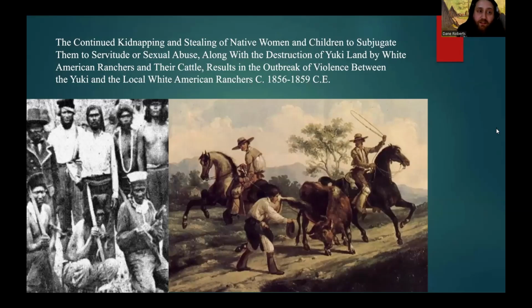On top of this, the continued kidnapping and stealing of Native American women and children to subjugate them to servitude or sexual abuse, along with the destruction of Yuki land by white American ranchers and their cattle, would result in the outbreak of violence between the Yuki and the local white American ranchers, with this violence happening between 1856 and 1859 CE.